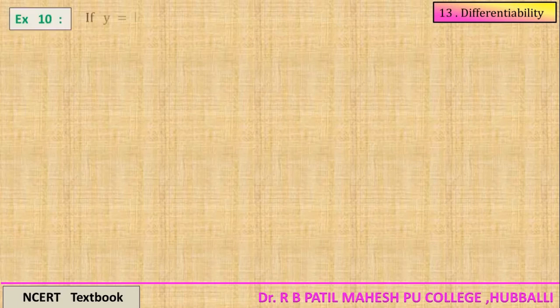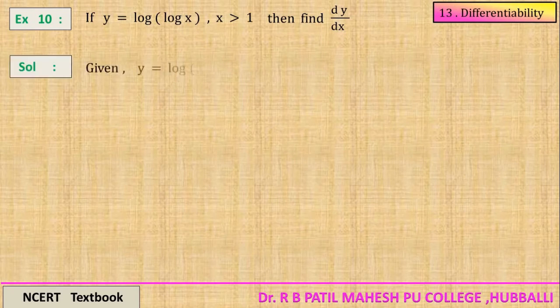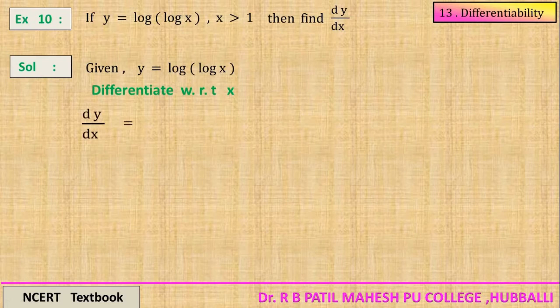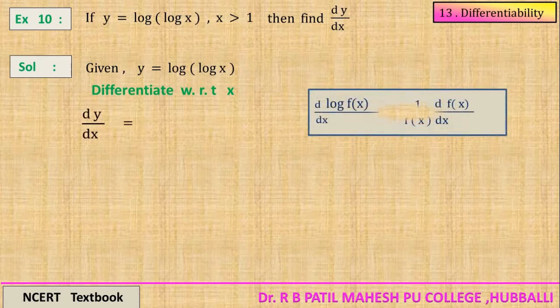Next example, if y is equal to log of log x and x greater than 1, then find dy by dx. This is a composite of logarithm function. Y is equal to log of log x. See, log x is the standard form, but under the log function, what we have is again a log function as a variable. So differentiate with respect to x. Here recall that the derivative of log of f of x is written 1 by f of x, means the composite variable, and after that the derivative of the composite variable.